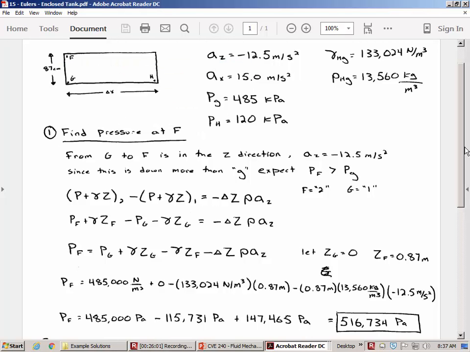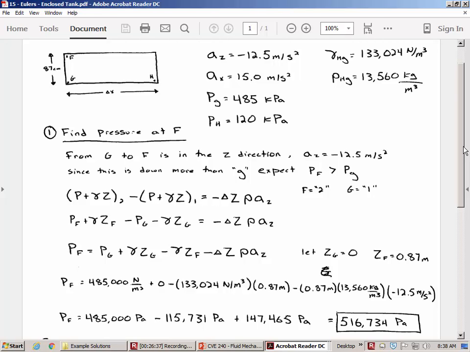Okay, let's talk through this solution a little bit here. So this one's tricky because it's accelerating down and it's also accelerating to the right. So what we do is we just take those two different accelerations and treat them completely separately. It's as though this is two separate problems. So first, if we want to find the pressure at F, we're talking about the vertical acceleration. And for now, we'll ignore location H. So in the vertical direction, we know one location and the other location is unknown.